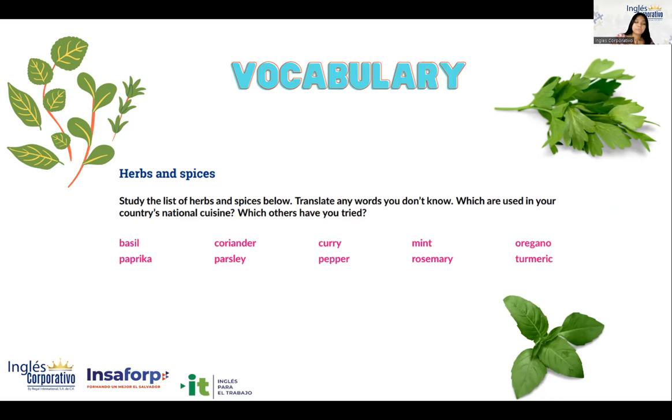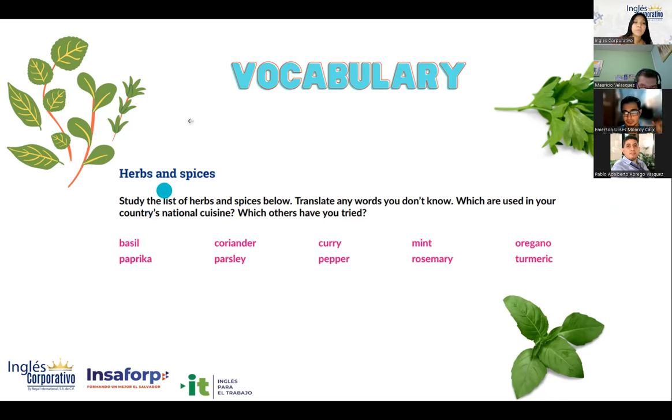Albahaca. That is correct. Basil means albahaca. So what about paprika? Pimenton. Correct. So that means pimenton. What about coriander? Perejil. No. Cilantro. Cilantro. Okay. What about this one?